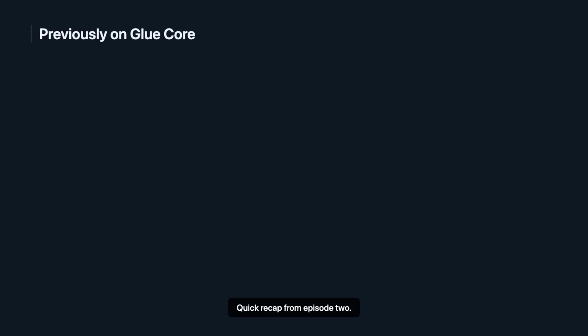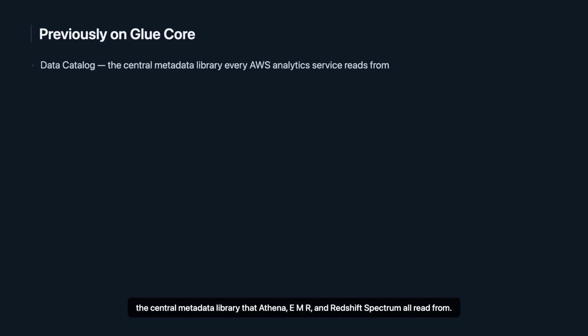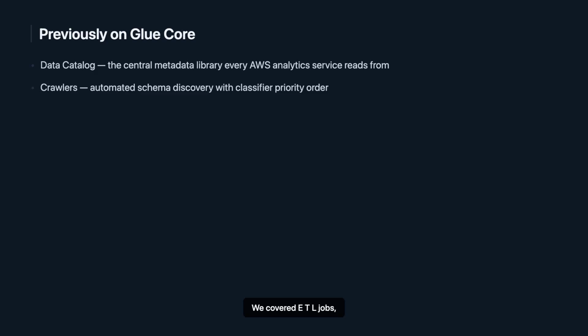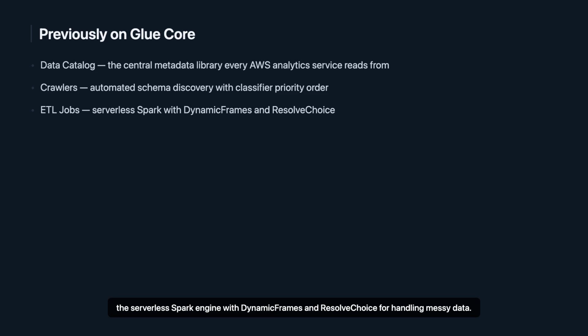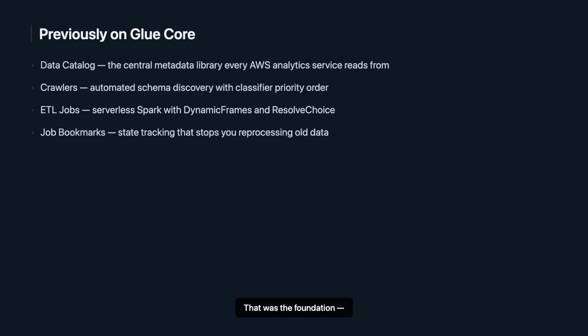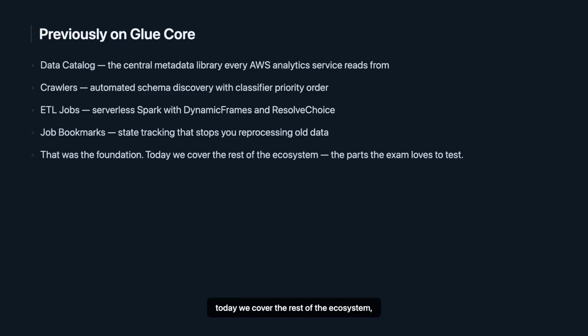Quick recap from Episode 2. We covered the Glue data catalog, the central metadata library that Athena, EMR, and Redshift Spectrum all read from. We covered crawlers, which automatically discover schemas using a priority-ordered classifier chain. We covered ETL jobs, the serverless Spark engine with dynamic frames and resolve choice for handling messy data. And we covered job bookmarks, the state tracking mechanism that stops you reprocessing yesterday's files. That was the foundation. Today we cover the rest of the ecosystem, which is where the exam quietly hides some of its highest value questions.